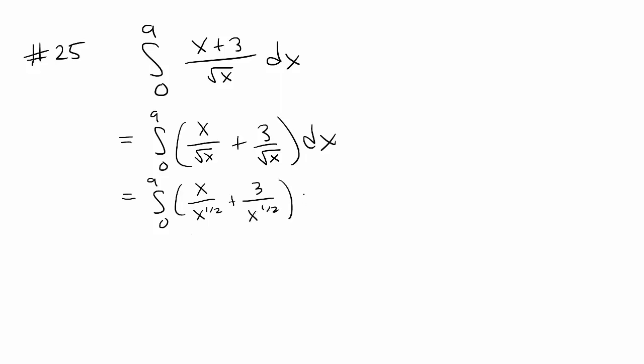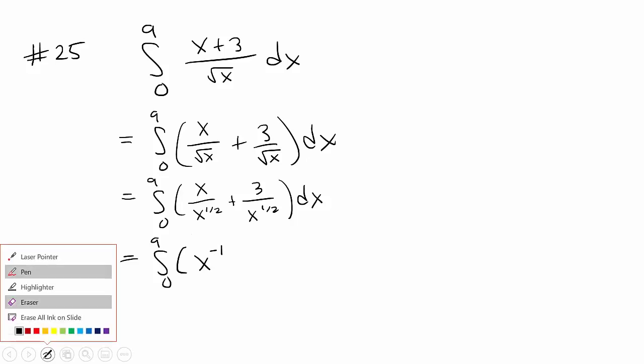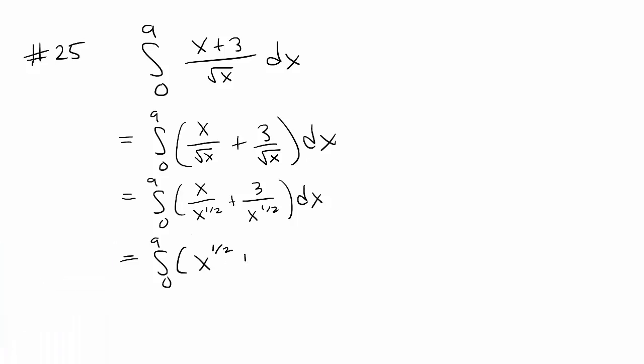Just rewrite those roots so that they're 1/2 powers. And clean this up. So I have, oops, that should be a positive 1/2. I have x to the 1/2 power plus 3x to the negative 1/2 power dx.